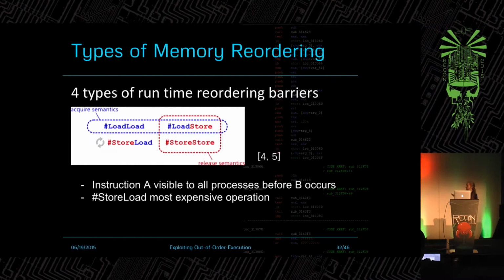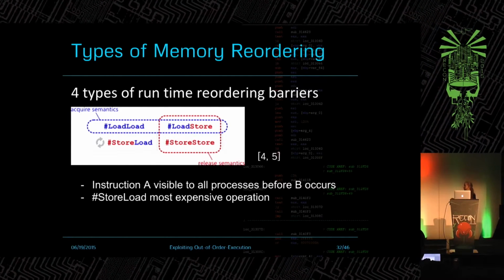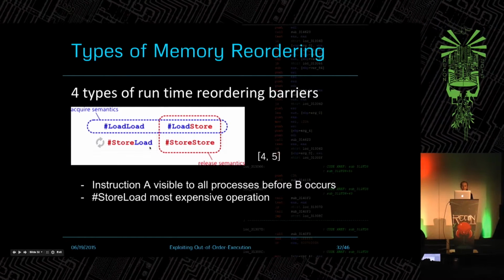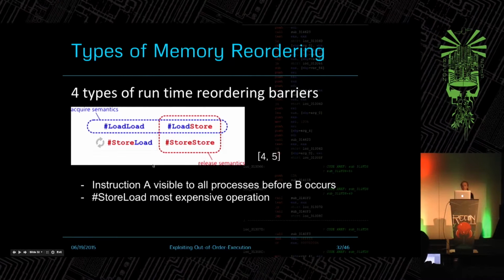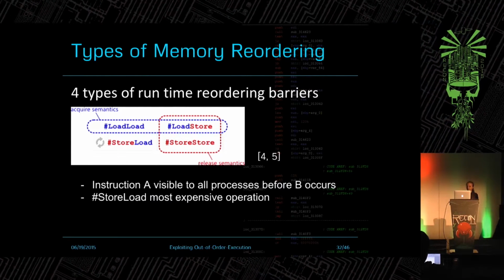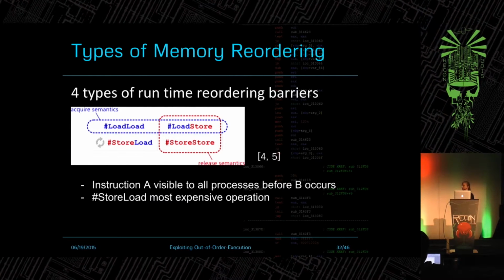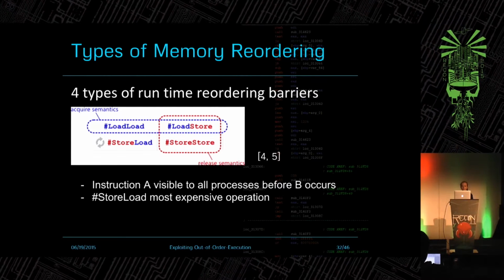And there are 4 different types of memory barriers. The specific case that we're focusing on is we want to force the store to occur before the load. However, there are 4 different types. Unfortunately, the store load barrier is the most expensive, so it must be true with most things in life.